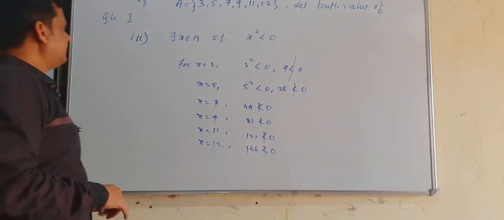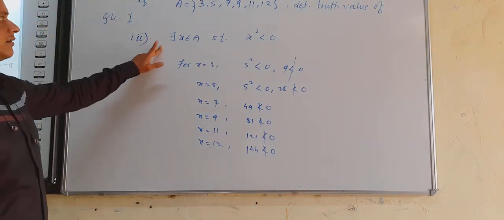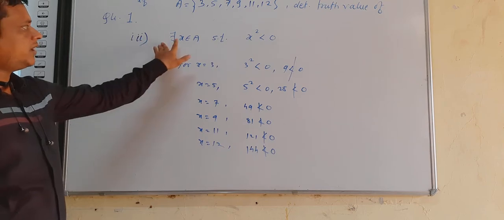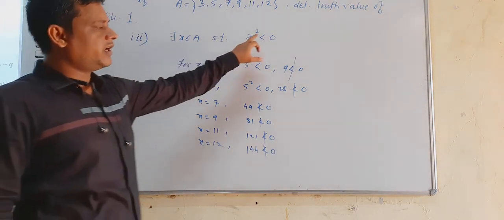See next example. There exists at least one x belongs to A such that x square less than 0.